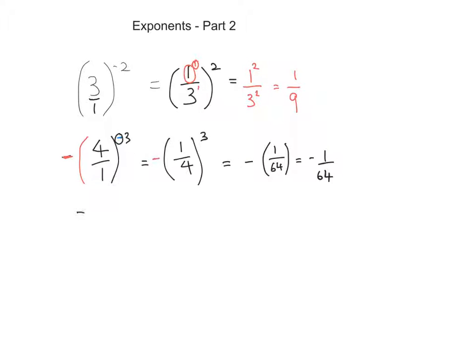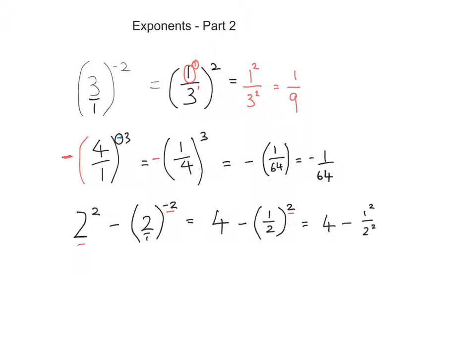So one of the problems they might give you is what's 2 squared minus 2 to the negative 2. Well, we know that 2 squared here is 2 times 2, that's 4. And then the minus goes afterwards. We know this is 2 over 1, so we can flip it, 1 over 2, and we get a positive power. We've gone from a negative. When we flip the fraction, we go like that. And then 4 minus 1 over 2 squared is 1 squared over 2 squared, which is 1 over 4. So the answer, 4 minus 1/4 is 3 3/4.